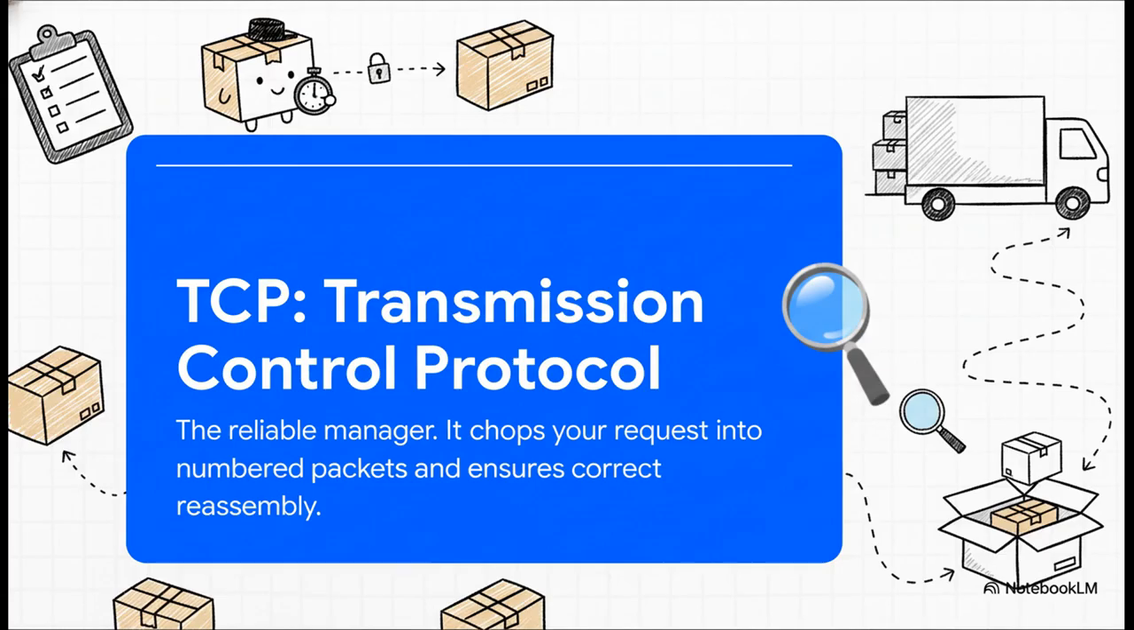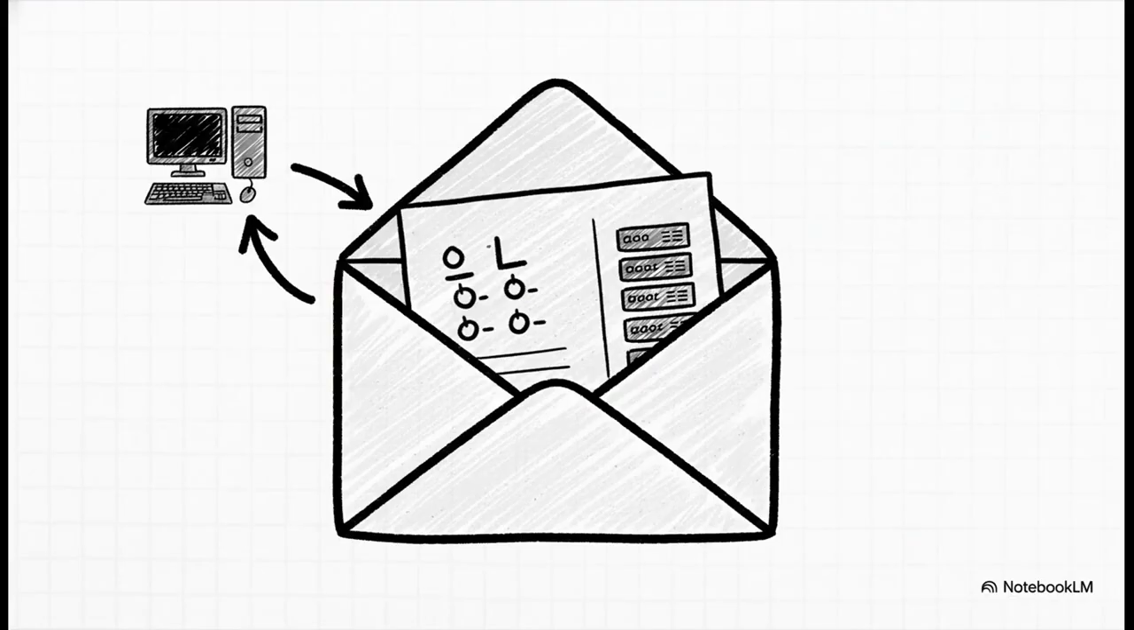Just think of TCP as a super organized, slightly obsessive shipping manager. Its job is to take your request, chop it up into smaller numbered pieces called packets, and then make absolutely sure they all arrive safely and get put back together in the correct order. This is the reliable manager in the internet's famous power couple, TCP/IP. Okay, so now we have all our numbered postcards, right?